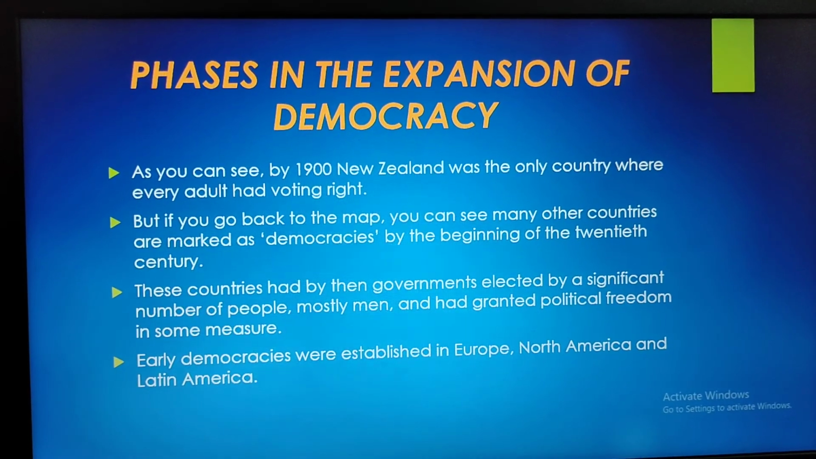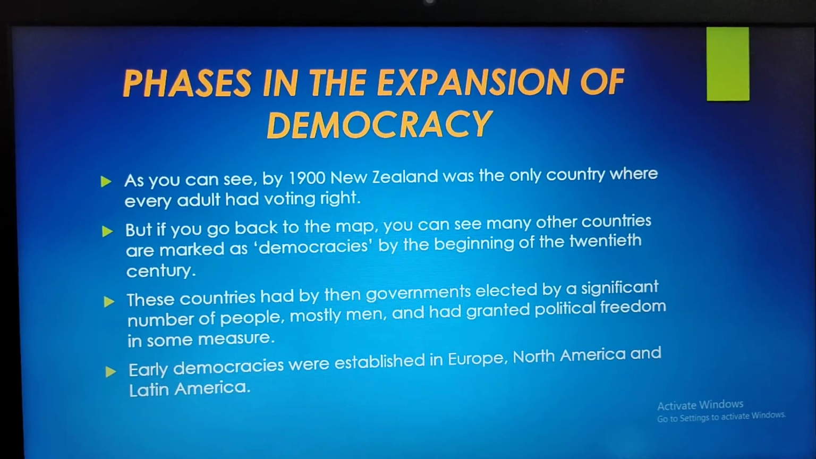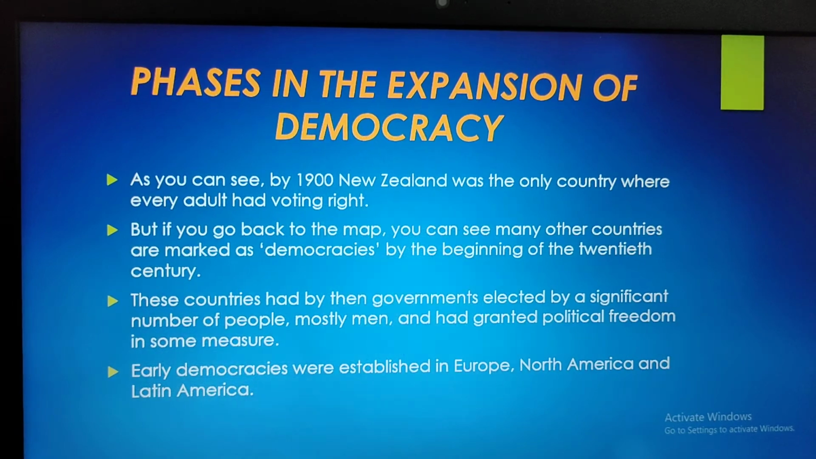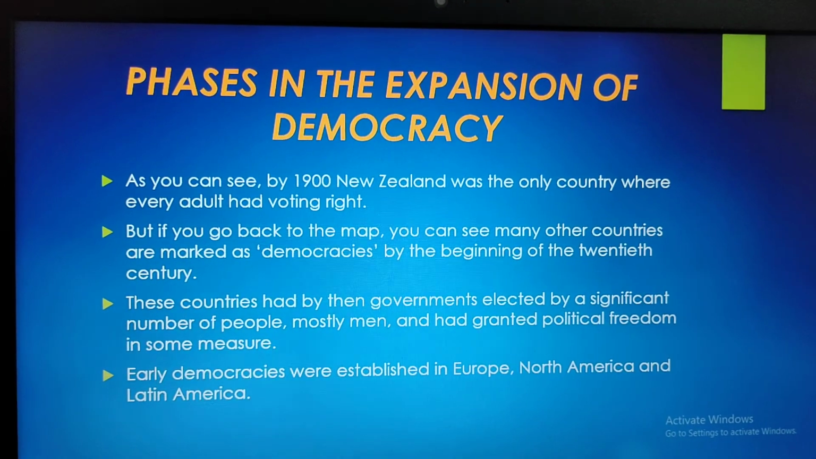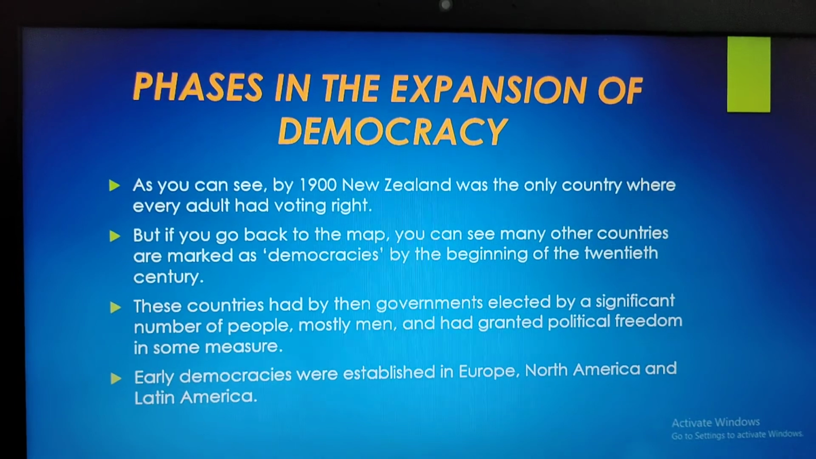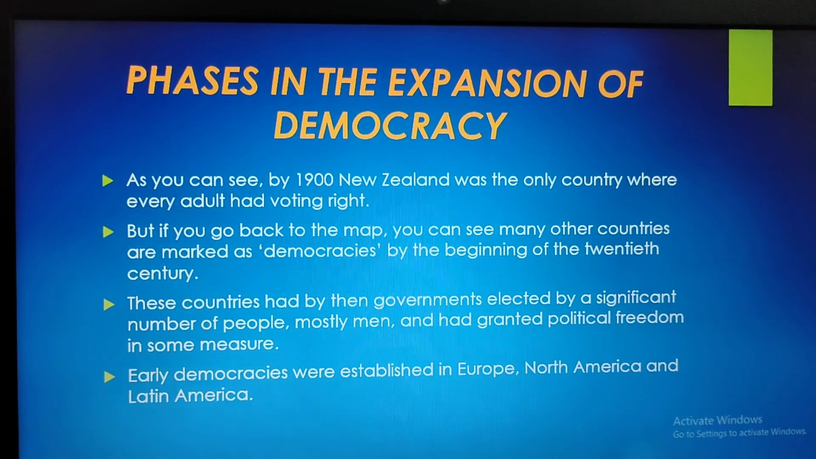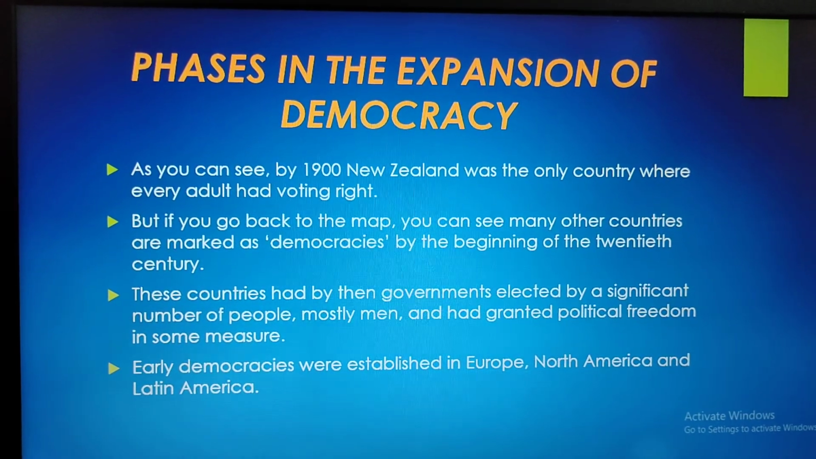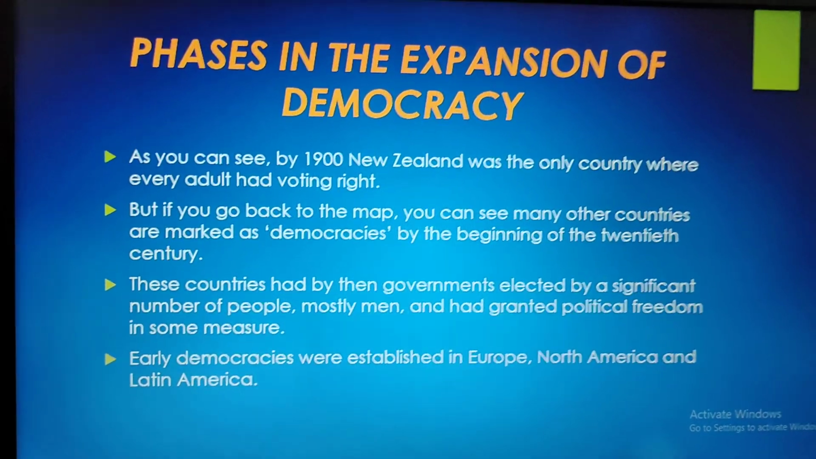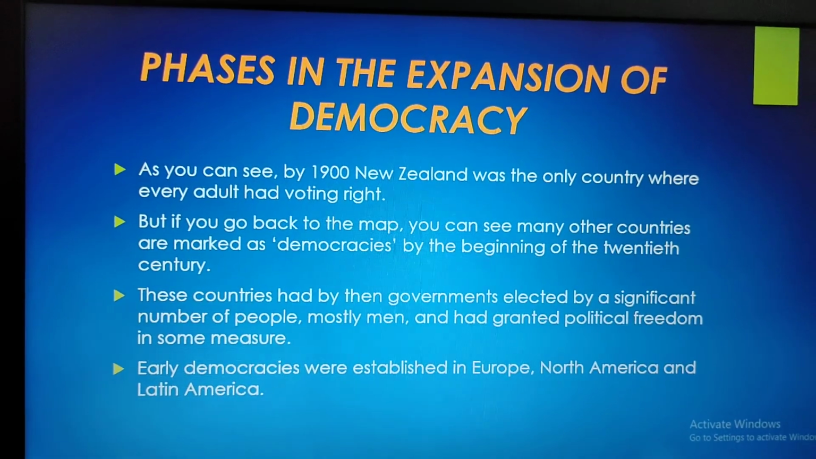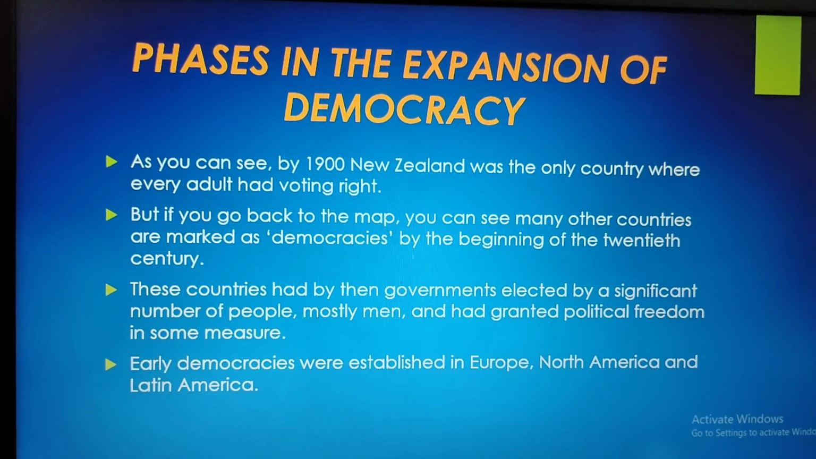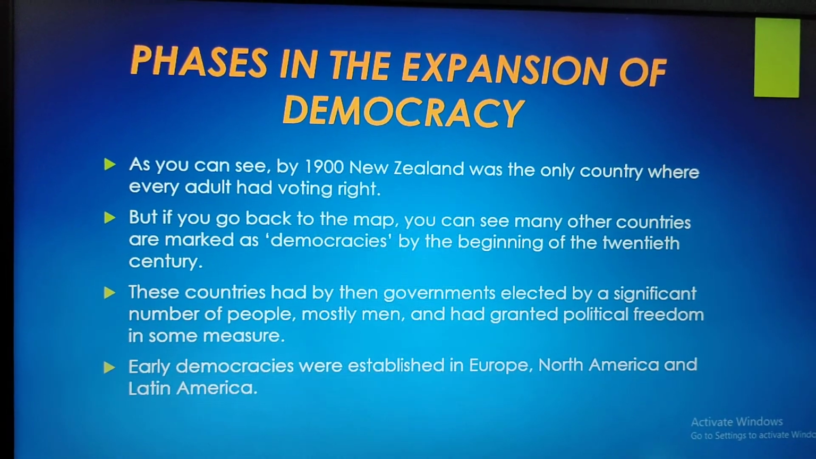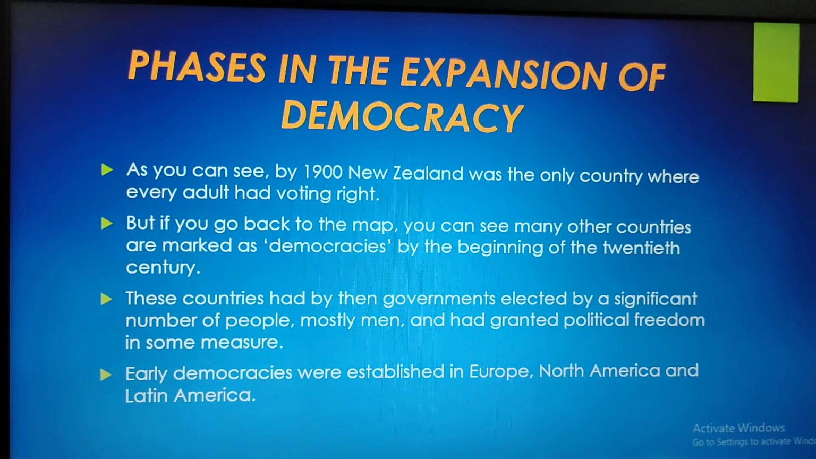But if you go back to the map, you can see many other countries are marked as democracies by the beginning of the 20th century. These countries had by then governments elected by a significant number of people, mostly men, and granted political freedom in some measure. Means even the governments being formed in these countries, because they had not given universal adult franchise, not everyone was given the right to vote. So even the government which was being selected thought of the benefit of only a few, right? Only a limited section of the society was happy with that kind of government.